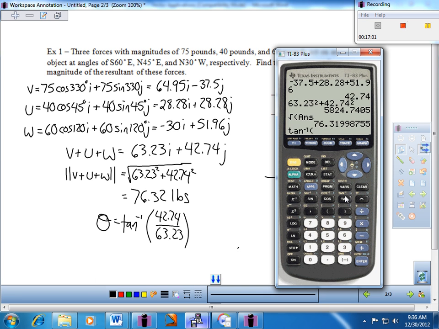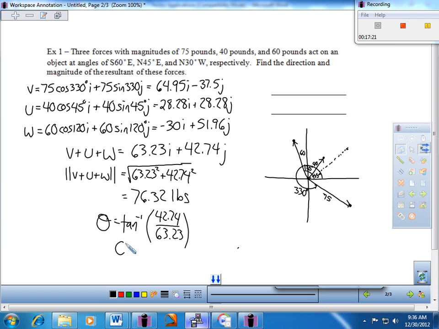Inverse tangent of 42.74 divided by 63.23. Get that? And I've got a nice looking answer, about 34.06 degrees. I'm going to write that in there. Now, if you want to write these as bearings, because you should be fluent in the standard position representation of the angle and also the bearing representation, I'm going to convert it. If you want to leave it as your theta here, that's fine.